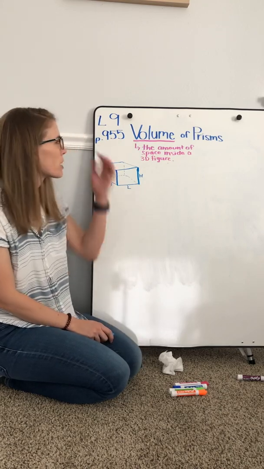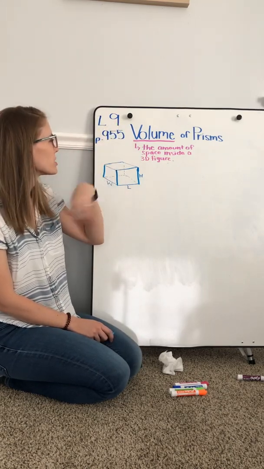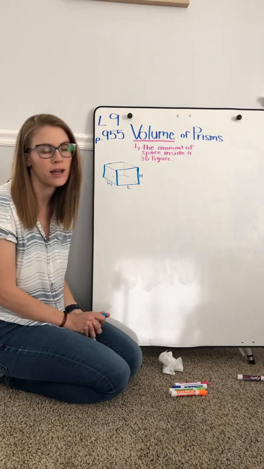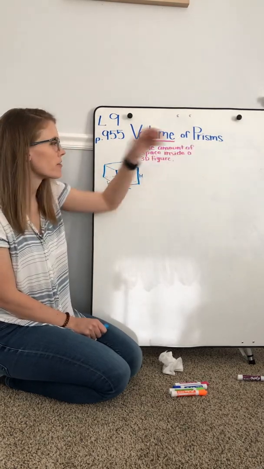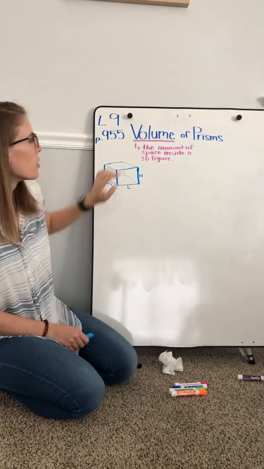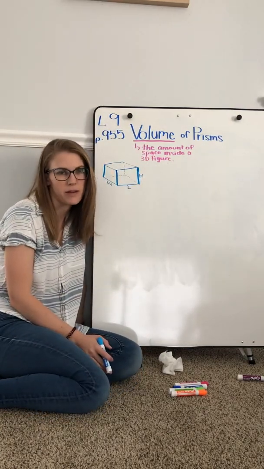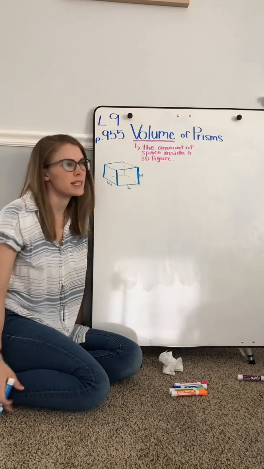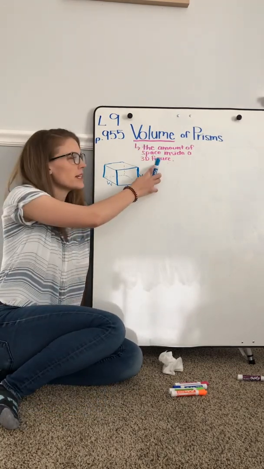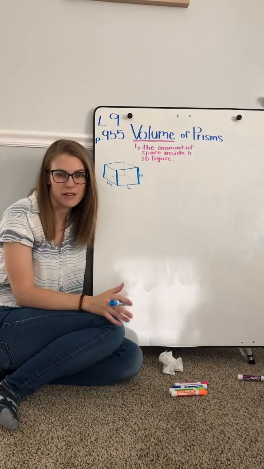Guys, we're doing chapter 12, lesson 9 today. It's on page 955 if you want to follow along in your books. We're talking about the volume of prisms today. So prisms being the three-dimensional figures that we've talked about in previous lessons, and volume is a type of measurement that we take. It's the amount of space inside of a 3D figure.